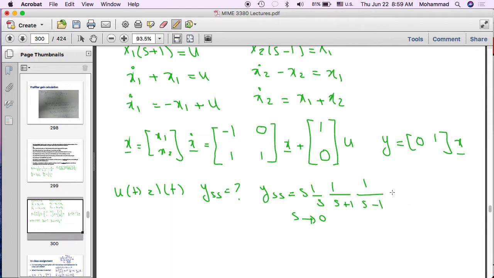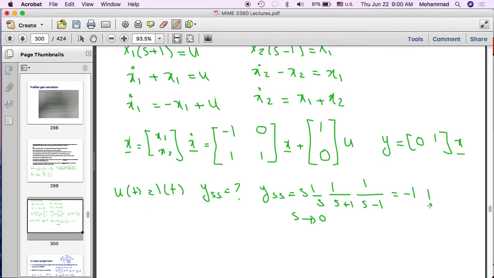So what does this predict? It predicts that y steady state is -1. That's what it predicts. You put s equal to 0. But that's not the correct answer. That is not the correct answer. So this is not correct.